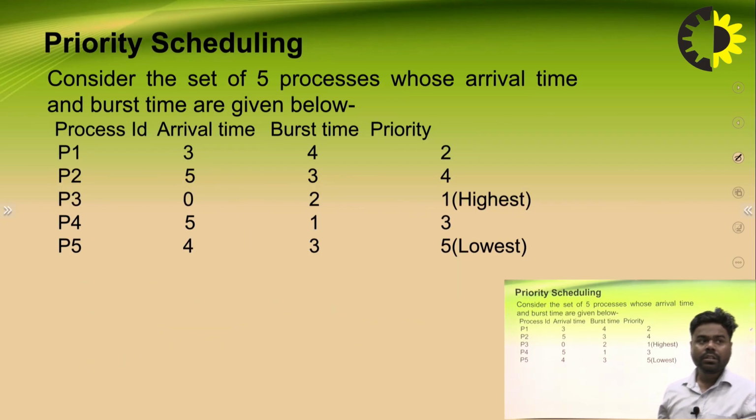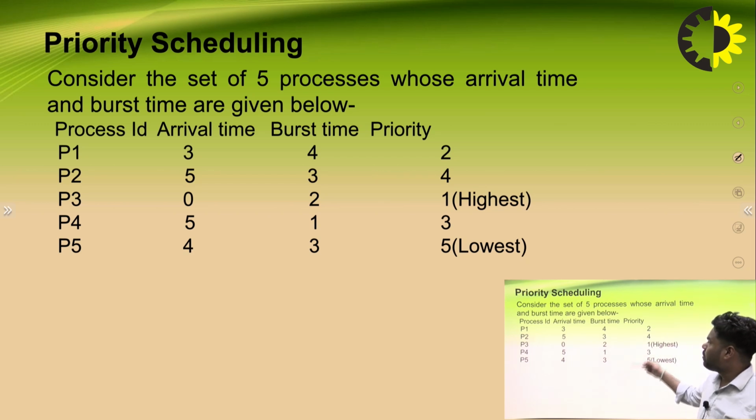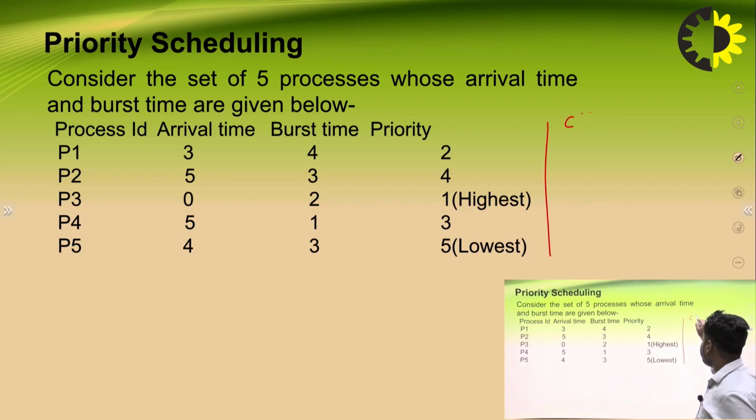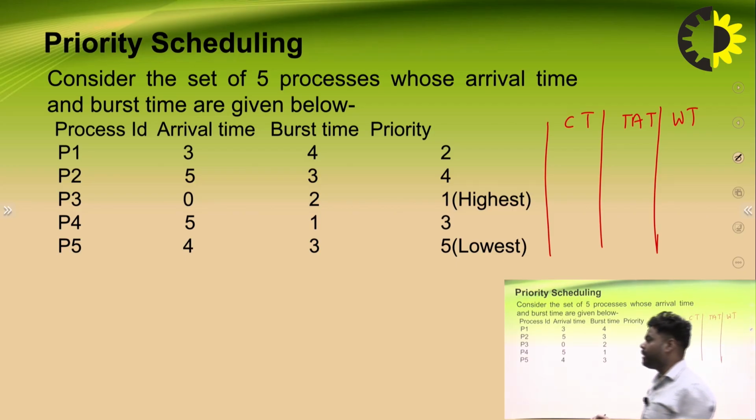So this is the numerical for this one. The processes have been given, and the arrival time, burst time, and priority have been set. The lowest number is the highest priority and the highest value is the lowest priority. We have to find the completion time, turnaround time, and the waiting time. Now we have to check all of this by priority scheduling.